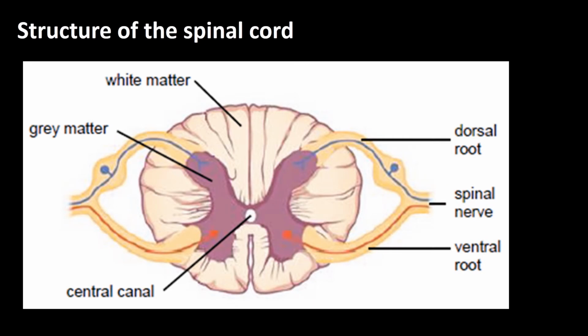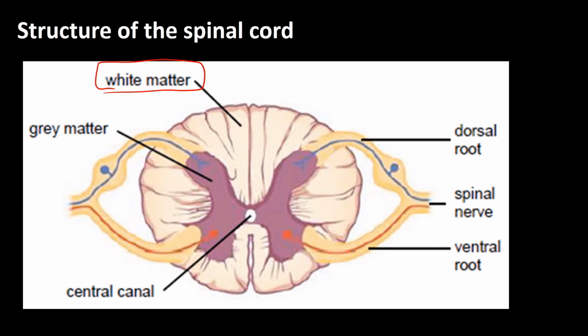On the outside is the white matter. Remember, the white matter is the axons of the neurons. In the center, you find an H or a butterfly shape of gray matter, and the gray matter is the cell bodies of the neurons. Then, the spinal cord takes messages to parts of the body and receives messages from parts of the body.